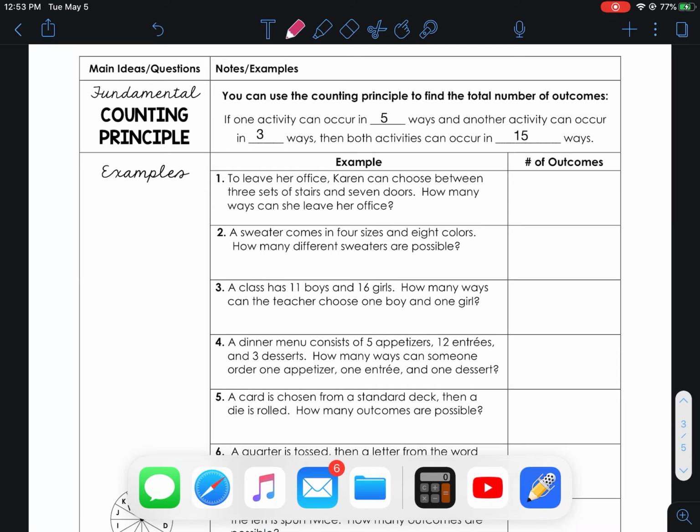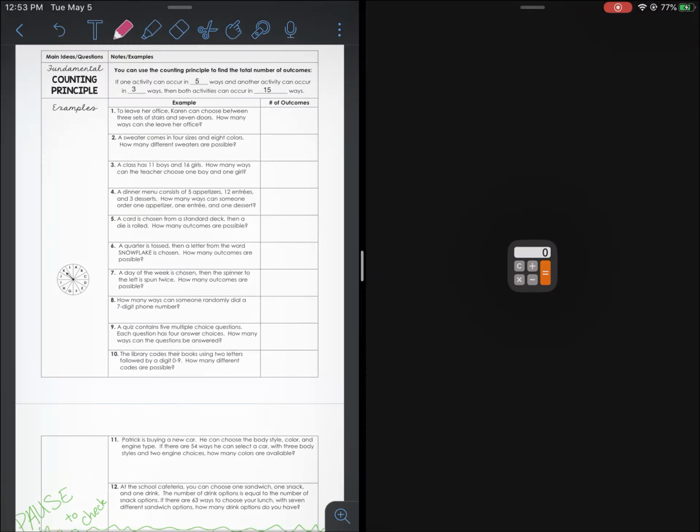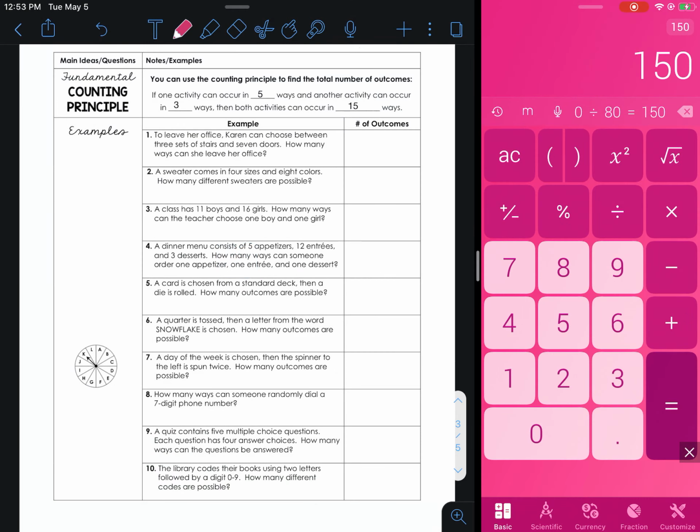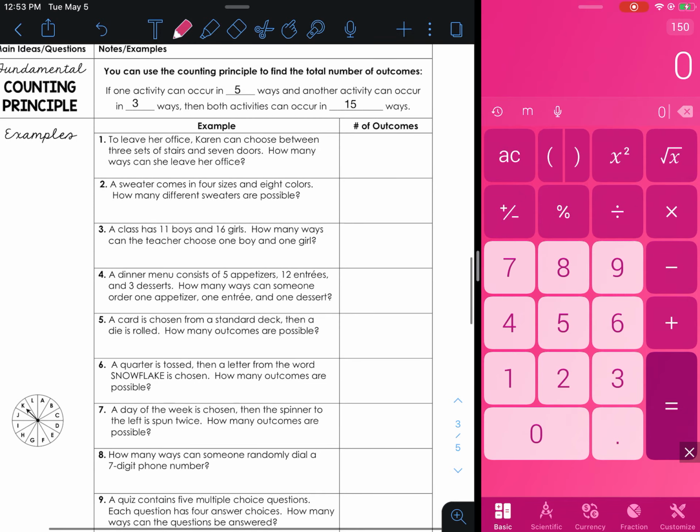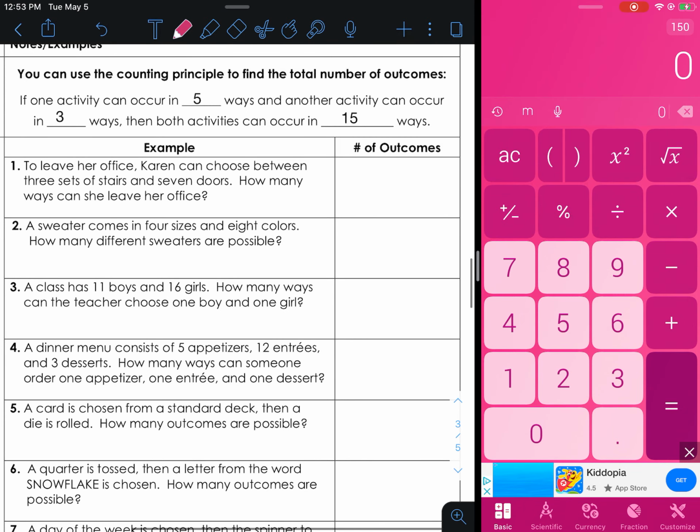I'm going to bring up my calculator over here to the side so that we can save a little bit of time in that multiplication area. So here it says, to leave her office, Karen chooses between 3 sets of stairs, so 3, and then 7 doors. How many possibilities? Well, 3 times 7 is 21. Then on number 2 here, it says I have 4 sizes of sweaters and 8 colors. So 4 times 8 gives me 32.